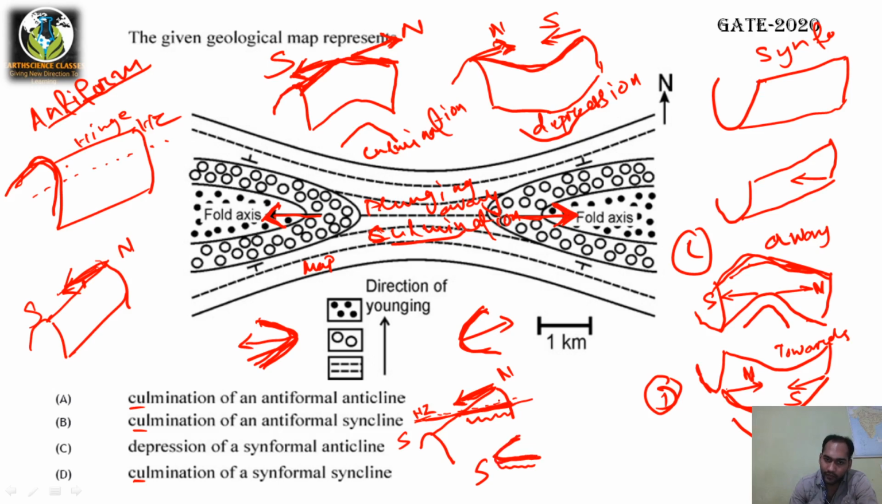You can see if I pass a horizontal plane here, this side is open and it will cut it like this. So it is closed. So it is closing towards south. For an antiform, the plunge direction and closing direction are the same. Okay. For an antiform, plunge direction is equal to closing direction. From here you can see, right? Plunge direction is towards south and closing direction is towards south.